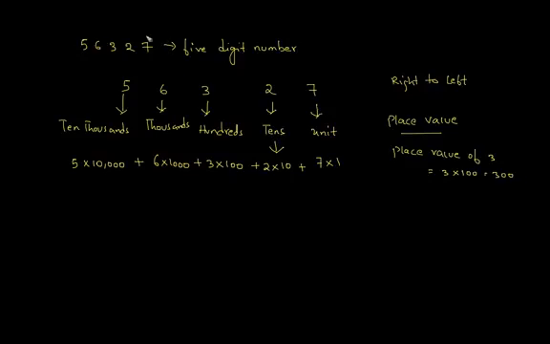See how the 5-digit number is formed? 50,000 plus 6,000 plus 300 plus 20 plus 7. This is the way we need to find the place value of a particular number, right? Shall we solve one more example? Right.